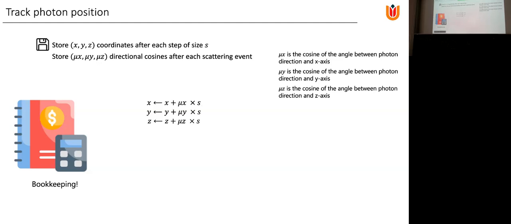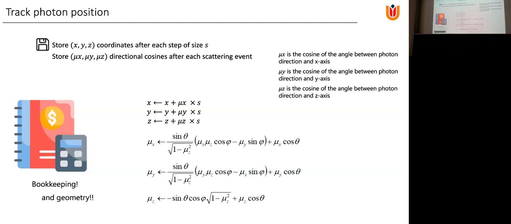So updating the position, if you know this, is fairly simple. The new X position is the old X position plus this directional cosine times the step size. Same thing for the Y coordinate. Same thing for the Z coordinate. That part is simple, just bookkeeping. This is a bit more complicated: calculating the directional cosines after each step as a function of the angle theta, of the angle phi, and of the old values of the directional cosines. Deriving this is a very annoying exercise in geometry. So bookkeeping and geometry is basically what we need to do to track the photon position.